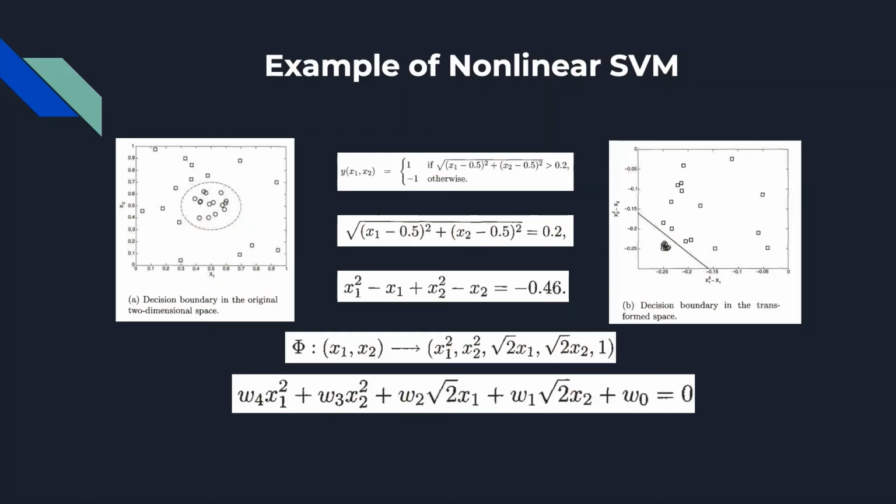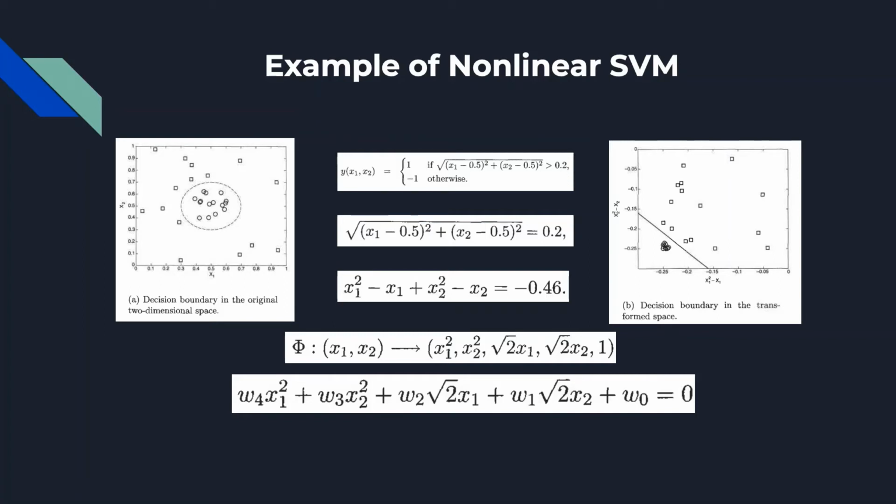Okay, so we know that we need a nonlinear transformation phi that will map the data from its original feature space into a new space where the decision boundary becomes linear. Suppose we choose this phi like this: x1 will be transformed to x1 square, and x2 will be transformed into x2 square.